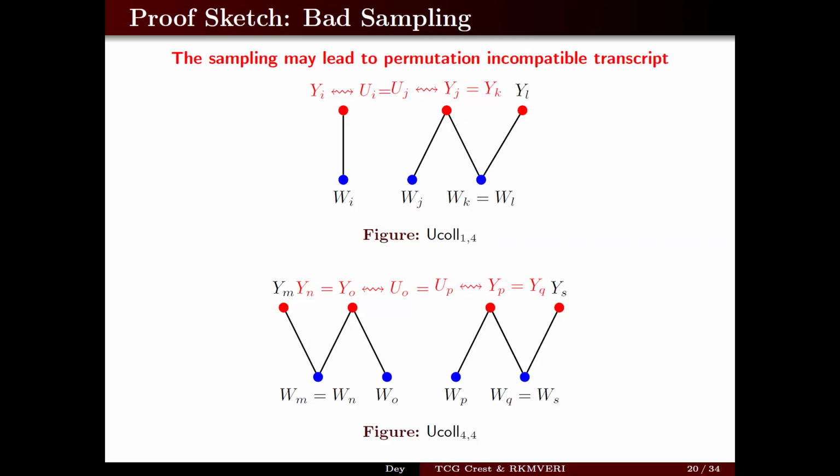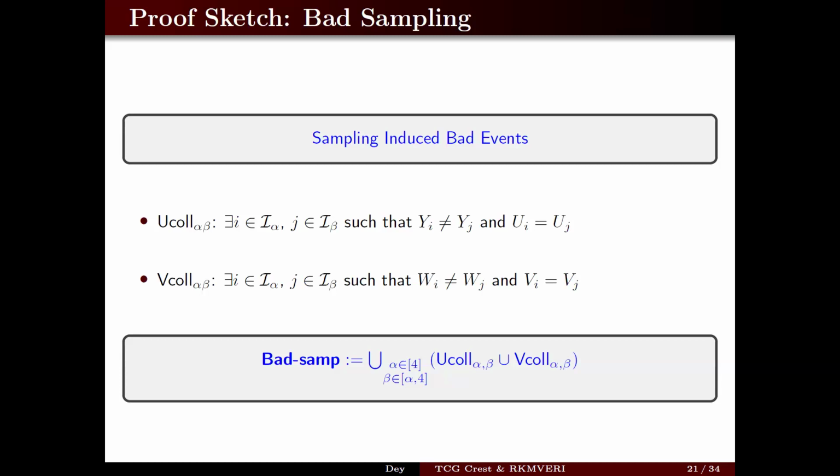One thing you can see is that this Yi and Yj belong to 2 different components, so obviously Yi is not equal to Yj. So this should imply that Ui is not equal to Uj, but here Ui equals Uj. So this gives the permutation incompatibility. A similar thing can happen for 2 type 4 components also, and the same thing can happen for the corresponding V values also.